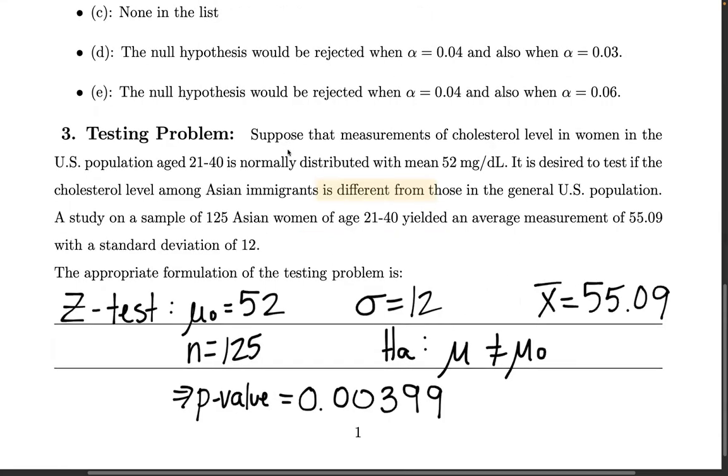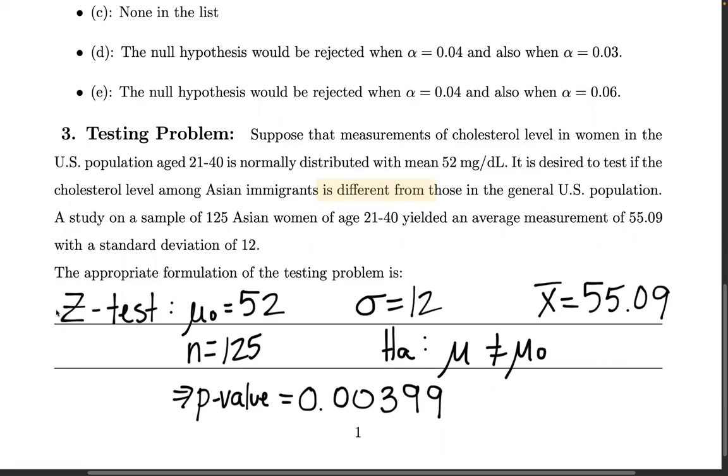Next is question 3. Suppose that measurements of cholesterol level in women in the U.S. population age 21 through 40 is normally distributed with mean 52 milligrams per dL. It is desired to test if the cholesterol level among Asian immigrants is different from those in the general U.S. population. A study of a sample of 125 Asian women of age 21 through 40 yielded an average measurement of 55.09 with a standard deviation of 12. So we want to find the appropriate formulation of the testing problem.